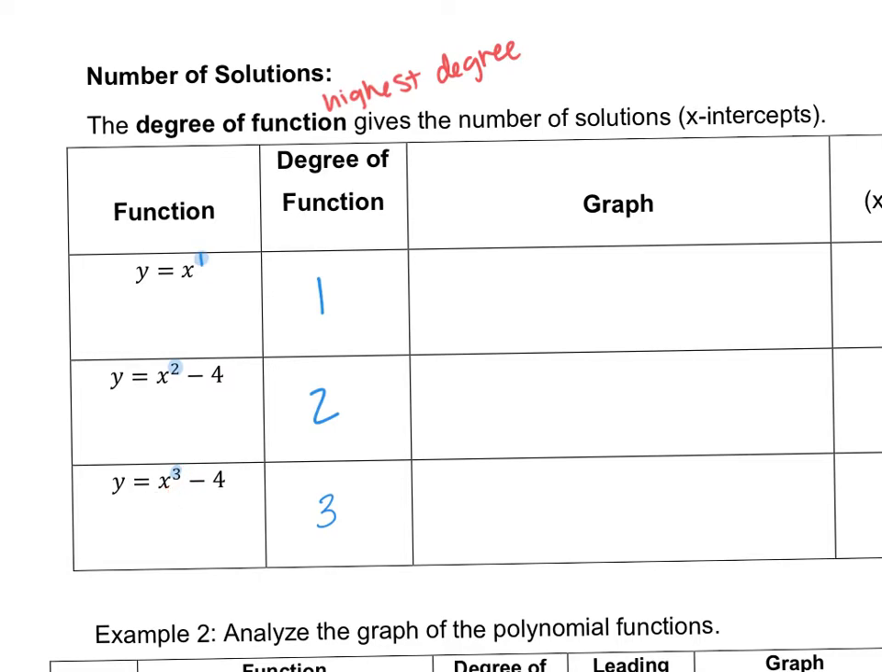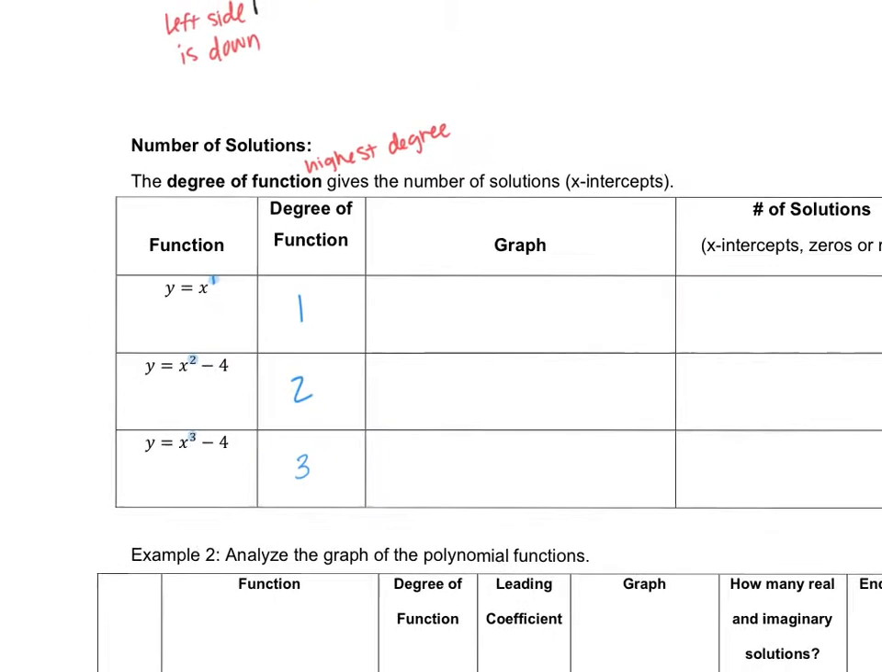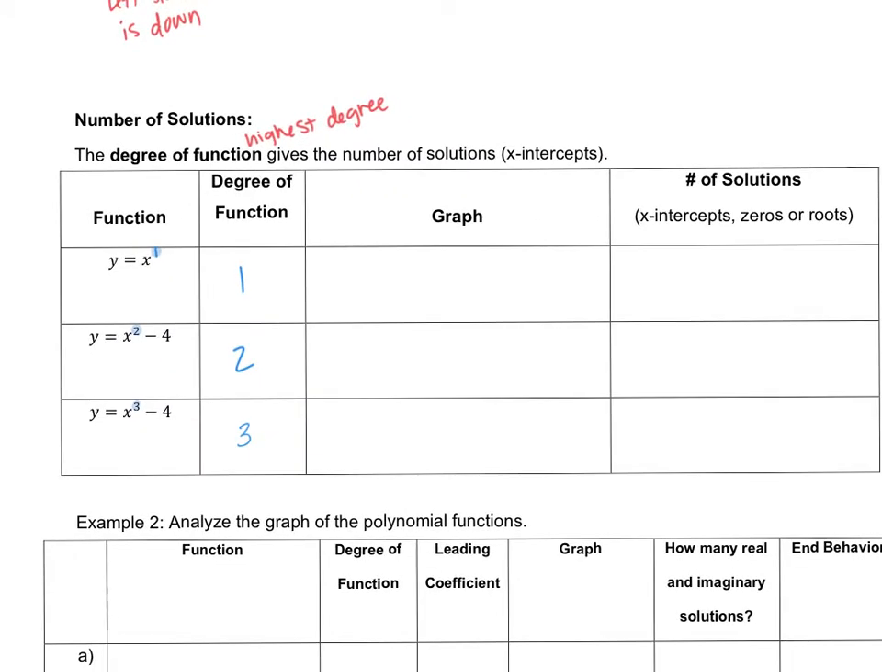But what does it mean to be a solution? Well, it means how many times it crosses the x-axis. When we're talking about solutions, we're actually looking at x-intercepts. Let me show you what that means on a graph first. Let's draw a coordinate system here.